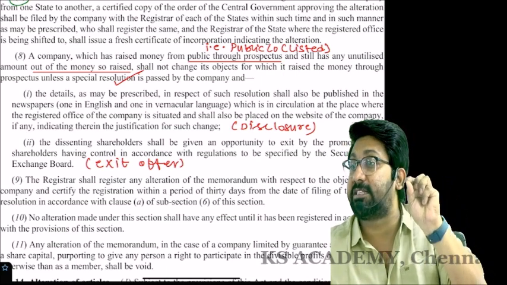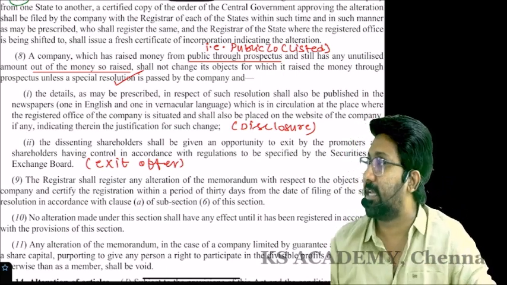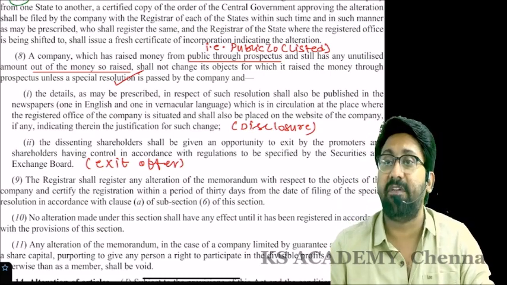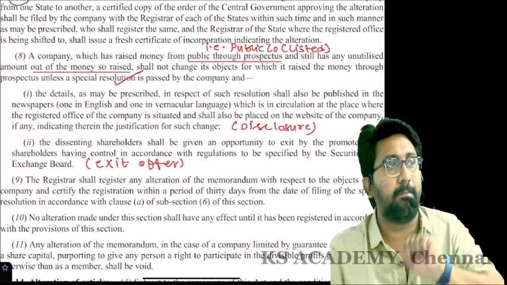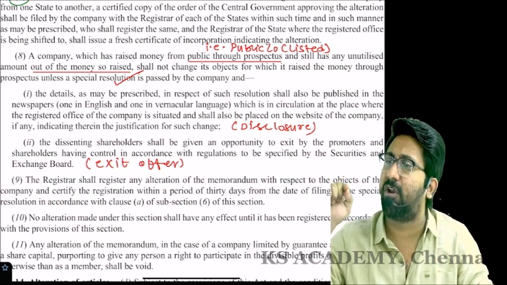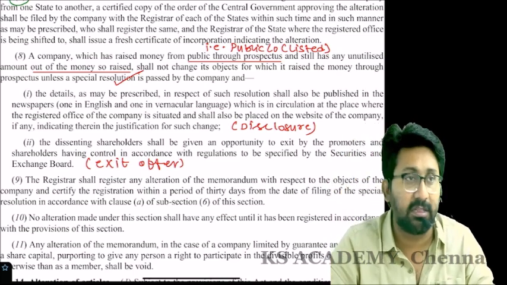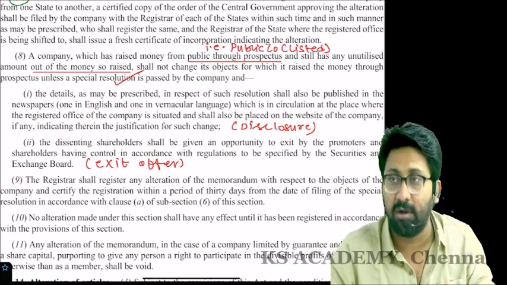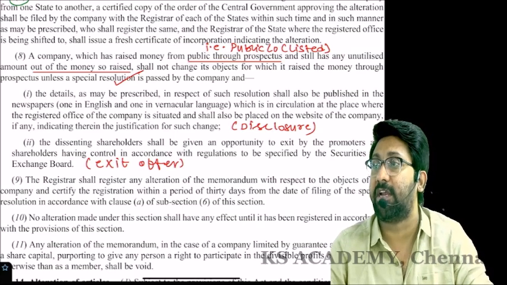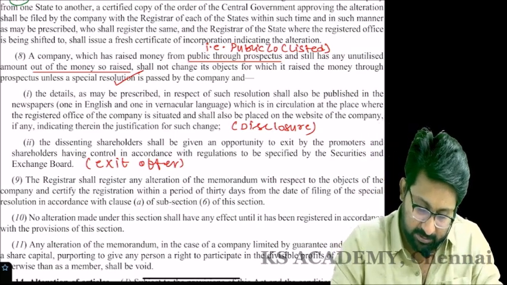Whenever companies are changing the objects, I repeat, whenever companies are changing the objects, it is a very important issue going on in a company. Therefore, let every shareholder of a listed company know what is happening in this company. Therefore, necessary disclosures are required. Disclose in the newspaper.